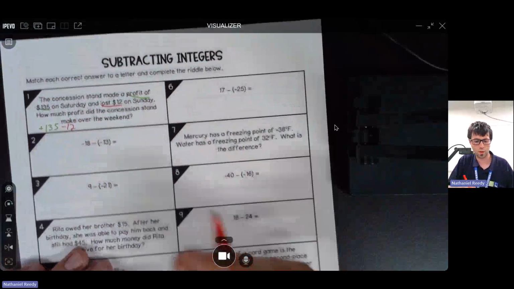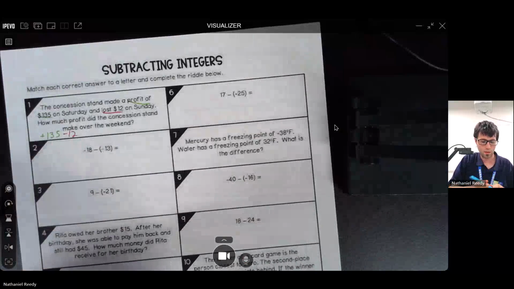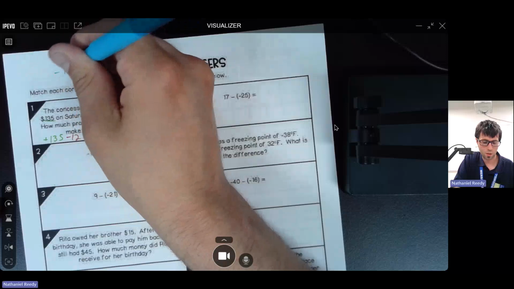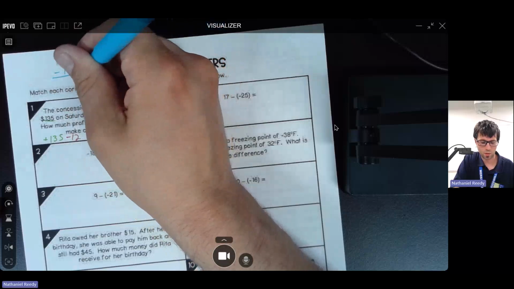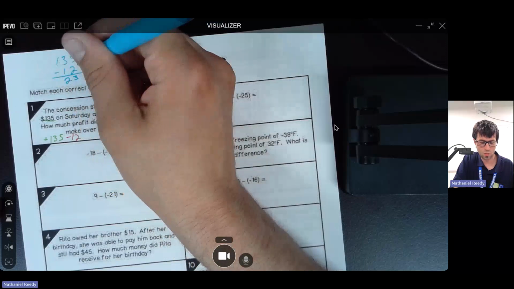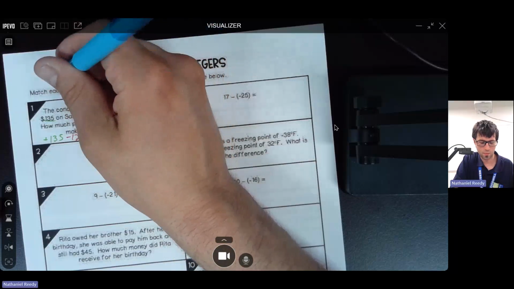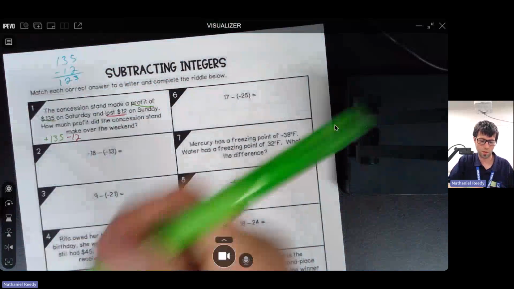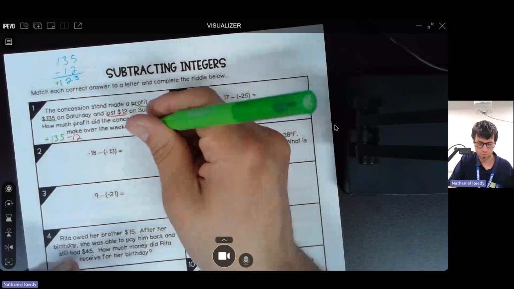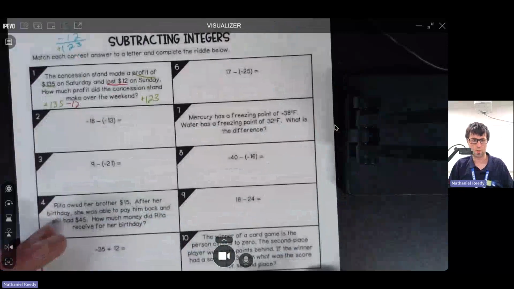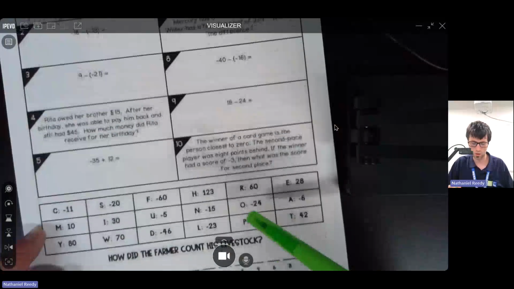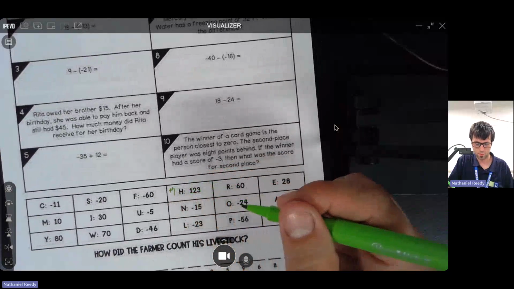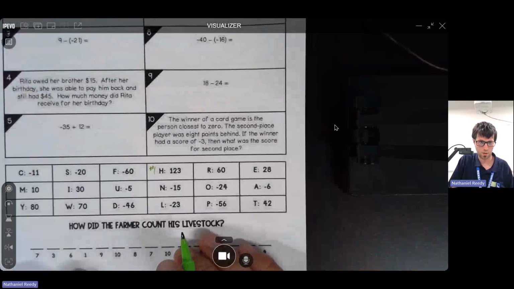$135 minus 12. Okay, well, let's do this up here. 135 minus 12. 5 minus 2 is 3. 3 minus 1 is 2. Yep. So 123. And so the 135 is bigger, so that's positive 123. So if we're going to do the riddle, 1 is 123, so 123 is H. That's the answer to number one. So right here, anywhere I see a one, I put an H.